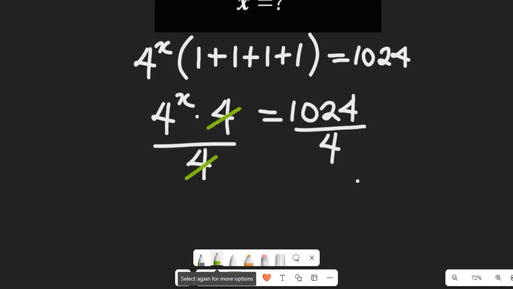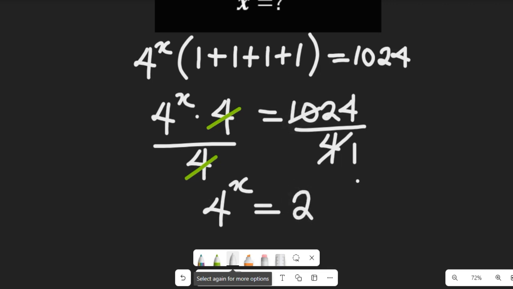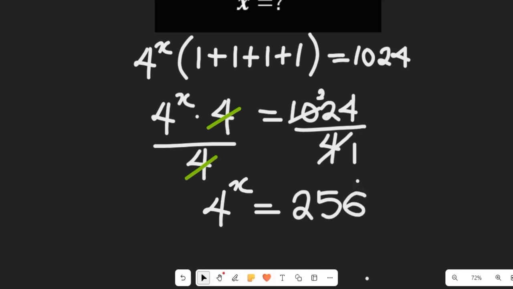4 is going to clear 4, and I will be left with 4 to the power of x to be equal to 1024 divided by 4. 4 here is going to give me 1. 4 here, I will be left with what? With 2. Remainder 2. 4 in 22 is going to simply give me 5, right? Remainder 2. 4 in 24 is going to give me what? 6. Good. So that expression is going to give me that.